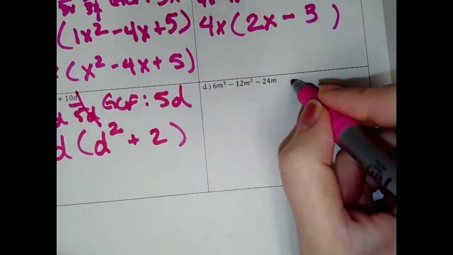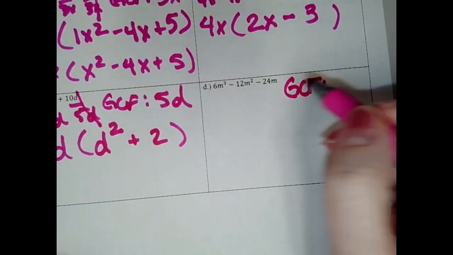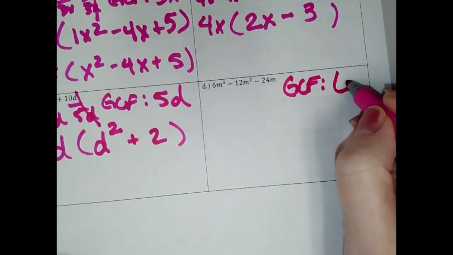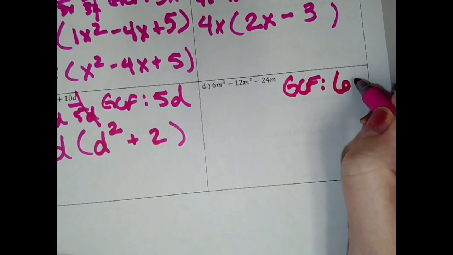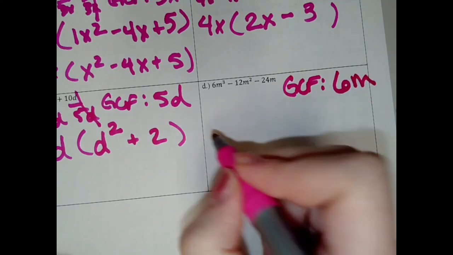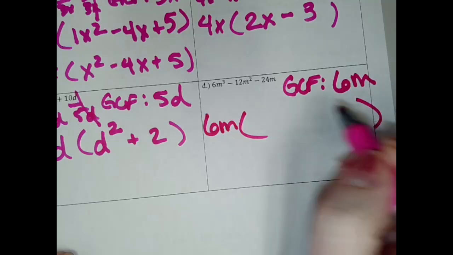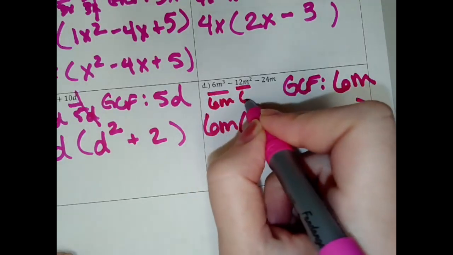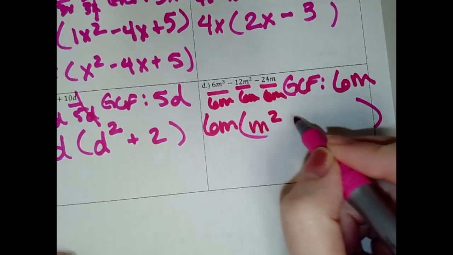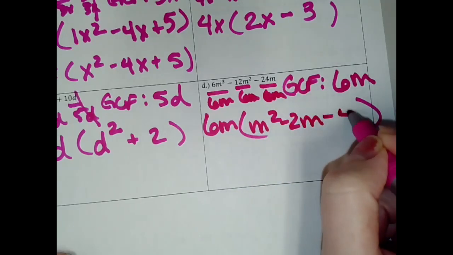Last one, GCF for these. They're all divisible by 1, 3, and 6. Always pull out the greatest common factor, so I'm going to pull out the 6. And then m, they all have an m, pull out the lowest power, so 6m. In parentheses, I'm going to put what remains after I divide each term by 6m. So it gives me m squared minus 2m minus 4.